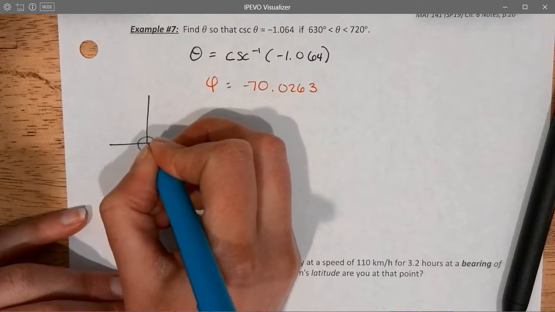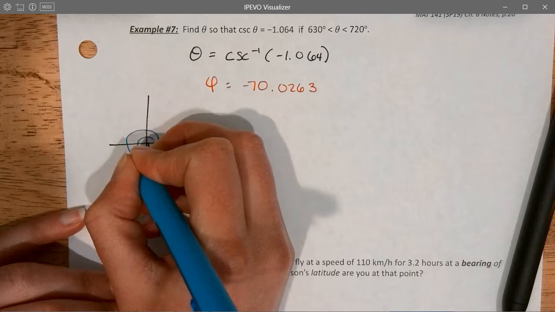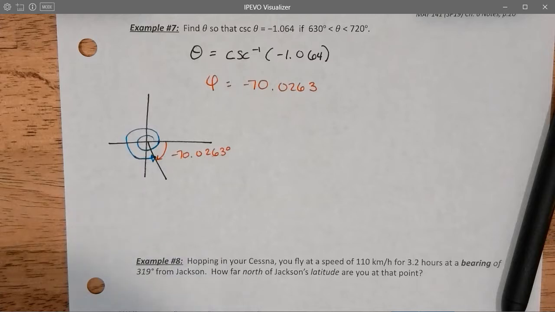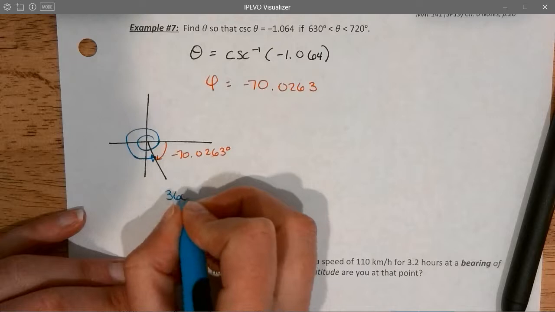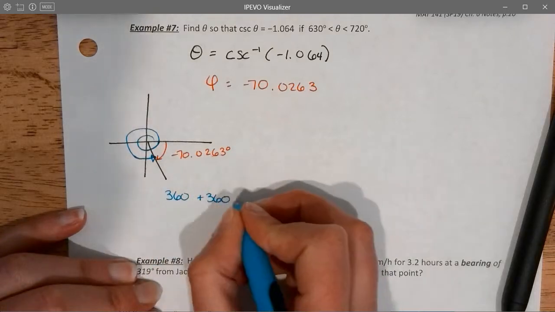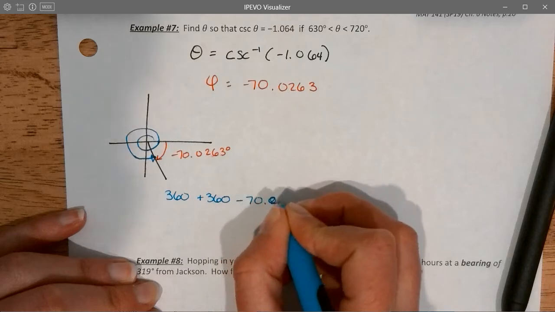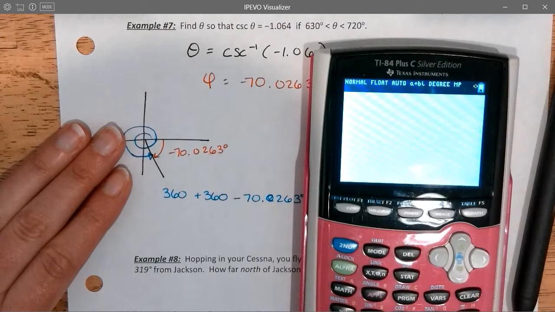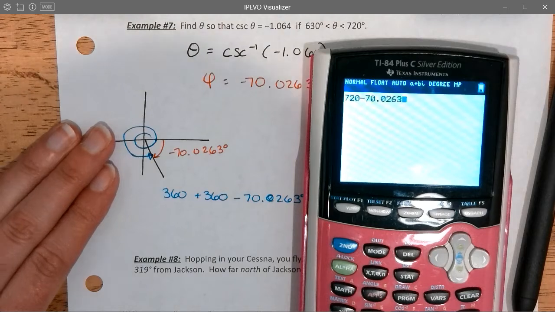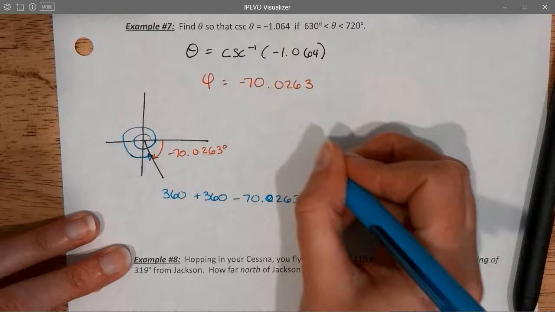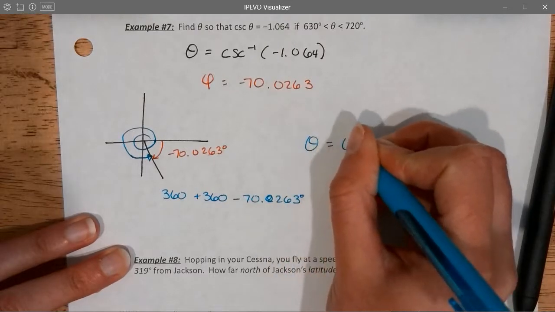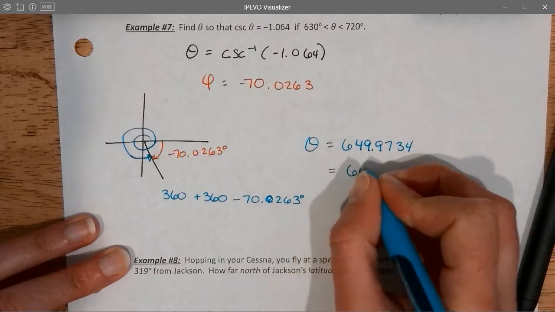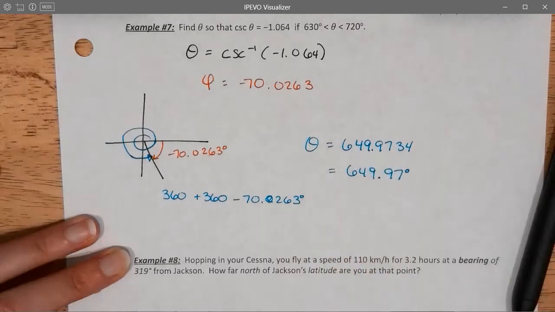All right. Now, the angle that I actually want for theta is going to be, if I go around once, that's 360 degrees. If I go around twice, that's 720 degrees. So I want to have this angle go around almost twice. So I'm going to take 360 plus 360 to get all the way around twice, and then subtract off the 70.0263. So 360 plus 360 is 720. So I can take 720 minus 70.0263 to get the angle for theta. So the angle for theta is 649.9737 or 649.97 degrees. Usually we can keep two places on angles unless we're told specifically that we need more.